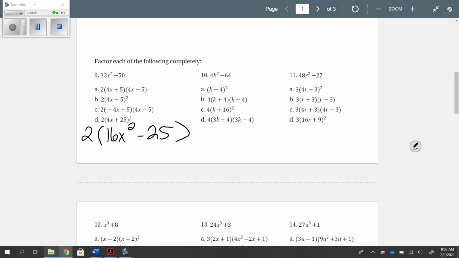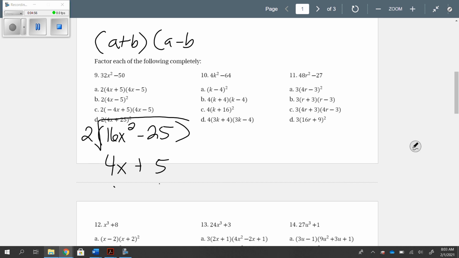So we take out the GCF, we have 16x squared minus 25. Again, the steps here, we know our final answer is going to be a plus b times a minus b. All we need to do is find out what a and b are. How do we do that? We're basically going to square root this. The square root of 16 is 4. The square root of x squared is x, and the square root of 25 is 5. So there's our a, and there's our b.